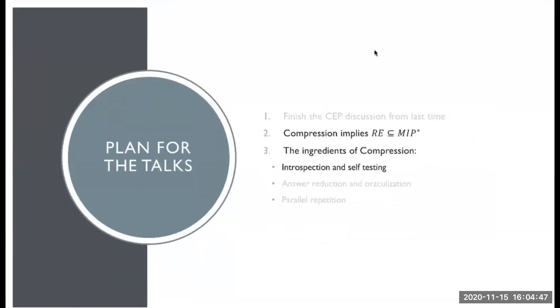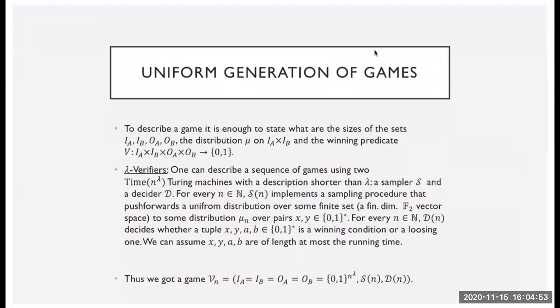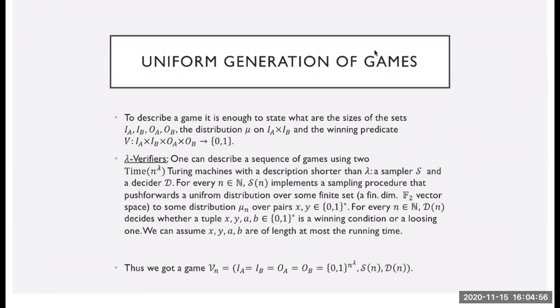Great, so this is the plan for the talk. Last time I defined this notion of a lambda verifier. I called it only a verifier, but I stated that there exists some lambda such that this runs in at most n to the lambda time, so I just wrote it this time and mentioned this constant lambda in the definition. So a game, again, is 4 sets, a probability distribution on pairs of questions, and some decision function that decides whether this is a winning or a losing condition for any quadruple of questions and answers.